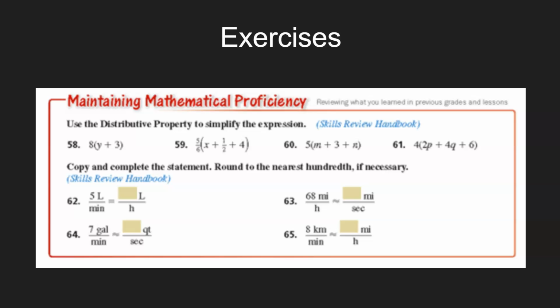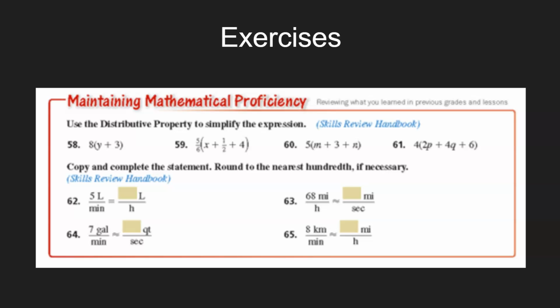For 64, 7 gallons over a minute is equivalent to blank quarts over a second. So there are 4 quarts in a gallon, and there are 60 seconds in a minute. So we have to divide by 60 and then divide by 4, which you can also put into a calculator.